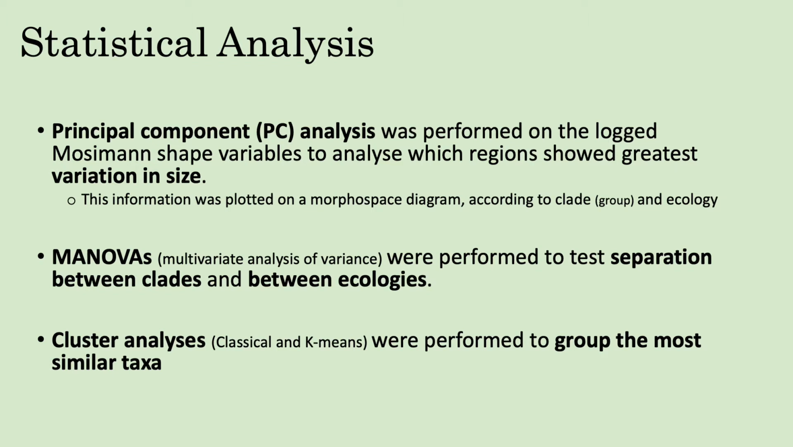We did a PCA to analyse where variation in size was greatest and plotted this on a morphospace diagram by both clade and ecology. The separation between clades and between ecologies was tested using a MANOVA, and this was then compared against cluster analyses which grouped the most similar taxa in absence of clade and ecology.